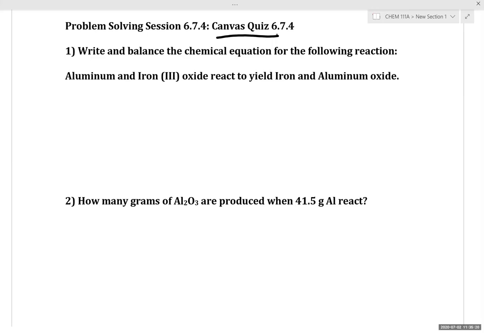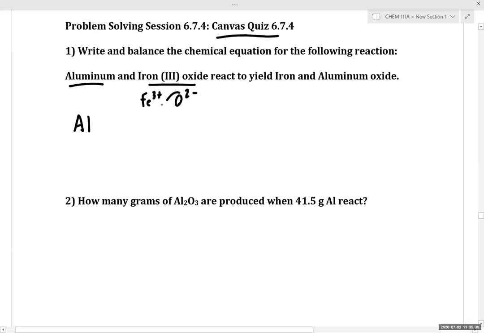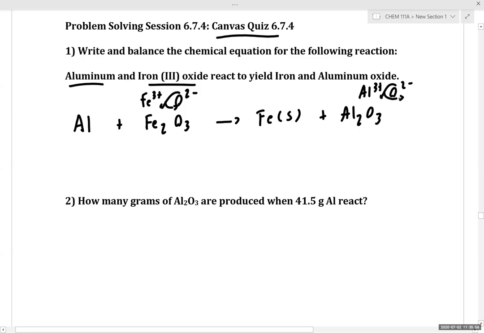And the responses I see so far via Canvas, students have even gone ahead and are starting the stoichiometry portion already. Let's discuss next just our balanced equation. So aluminum has the formula of Al, iron 3 oxide, so we have Fe3 plus, O2 minus. We cross our charges and that gives us Fe2O3. Iron is Fe. Aluminum oxide is Al2O3 because we have aluminum 3 plus and O2 minus crossing our charges.